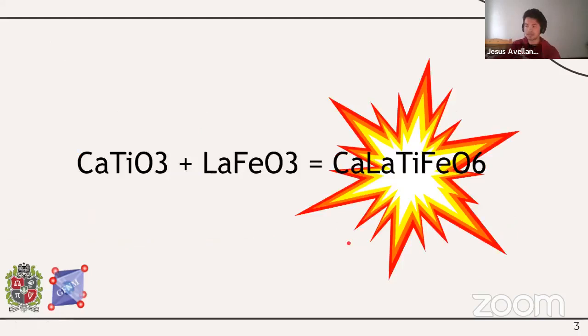Throwing the formalities out of the window for a sec, if we write down a little stoichiometric equation and operate the whole thing up, apparently, at first glance, these structures can lead to a new one. The said sample, Calatefeo 6.